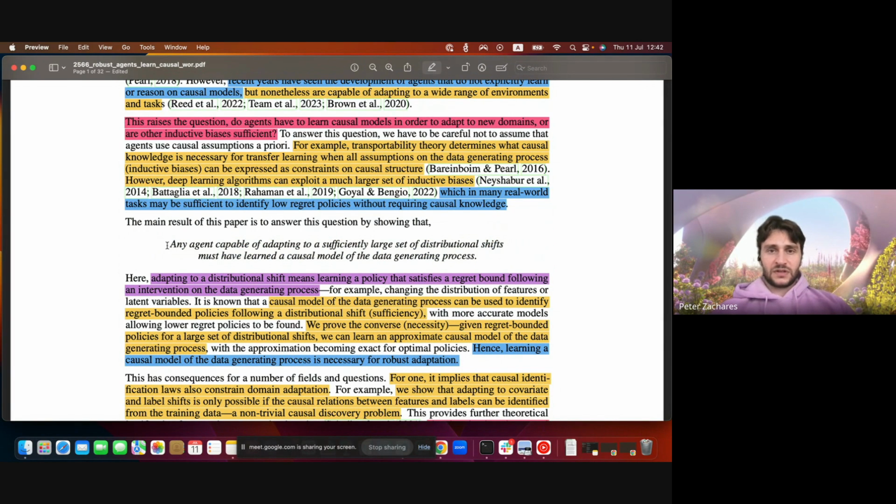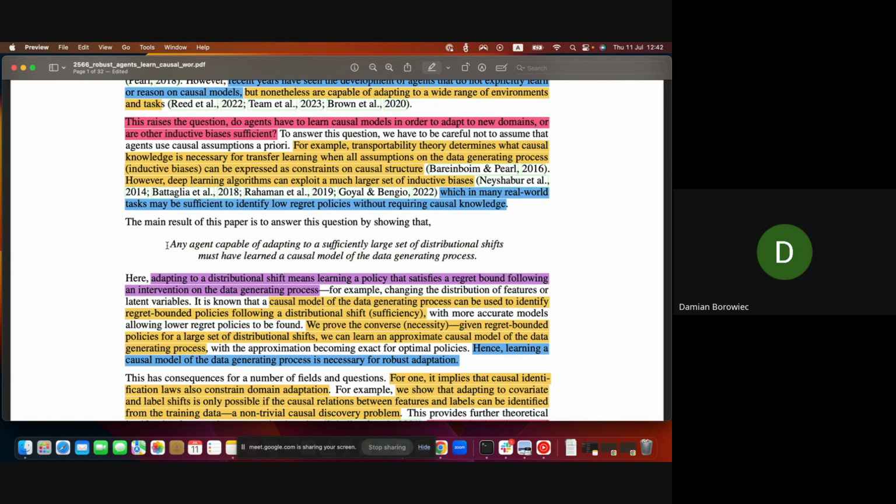Oh, I see that there's a question, I think. Could someone read that out for me so I don't have to switch back? Yeah. So the question: is there some sort of definition of sufficiently large?